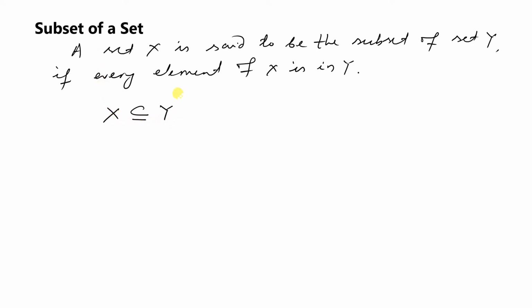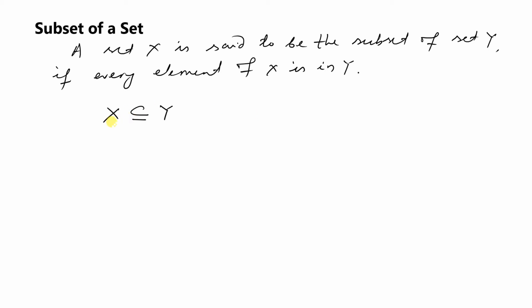And it is denoted by this. Okay, so this is X is a subset of Y. You understood this one? Symbolically, it is represented like this: X is a subset of Y. If every element of X is present in Y, then you can say X is a subset of Y.